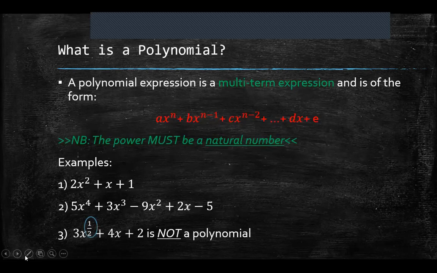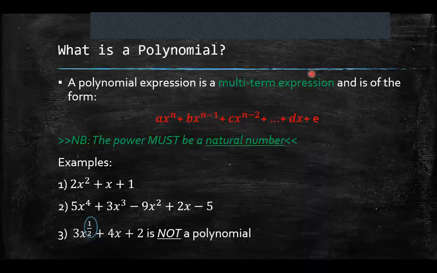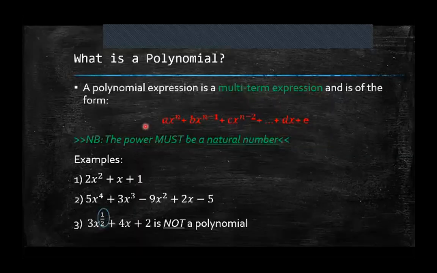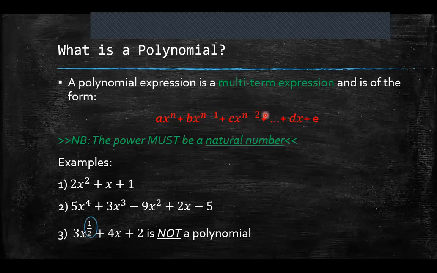Well, first we need to know what exactly is a polynomial. Well, a polynomial is a multi-term expression, and it's of the form ax to the power of n plus bx to the power of n minus 1 plus cx to the power of n minus 2 plus so on and so forth until you get the power to be 0.